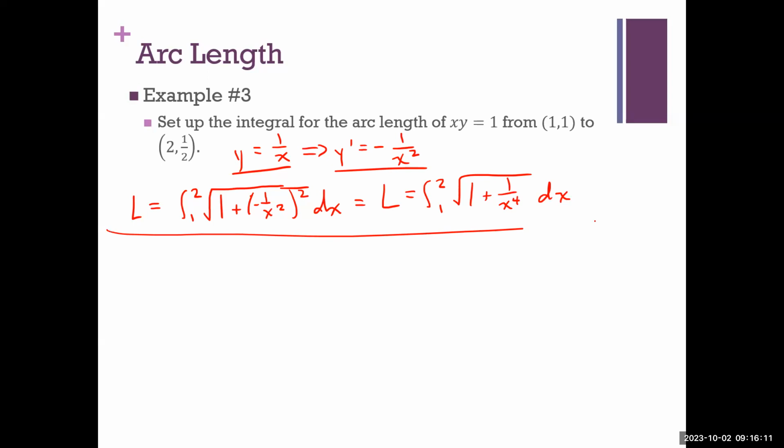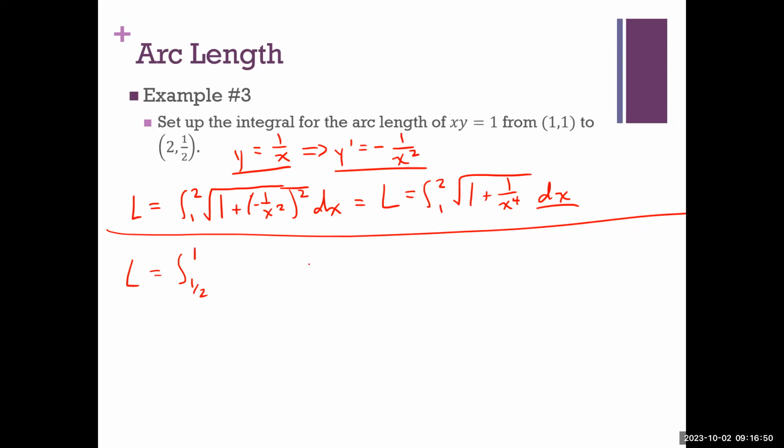So this right here is all in terms of x. So what would this look like if we set this up for a function of x, where x is expressed as an expression of y? So how do we start that process? Exact same way? Change the bounds. What are the bounds going to be now? 1 and 1/2.